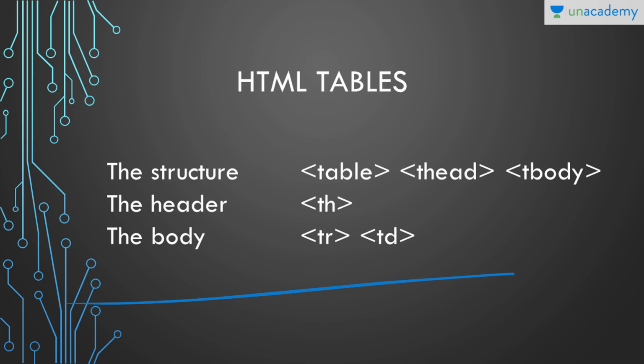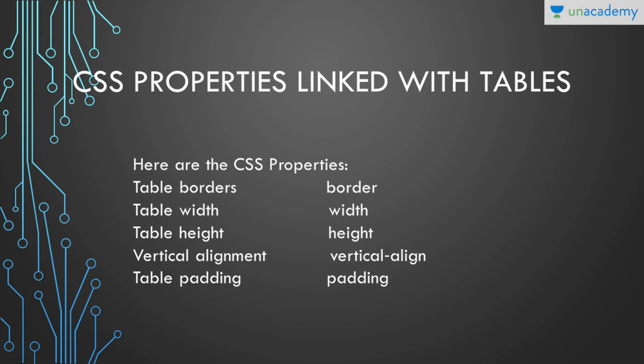Okay, so here let's see the structure of our table, and before that let's see some CSS properties which are linked with our tables. Here you can see we can use the border, the width, the height, the vertical alignment, and the padding in our table.